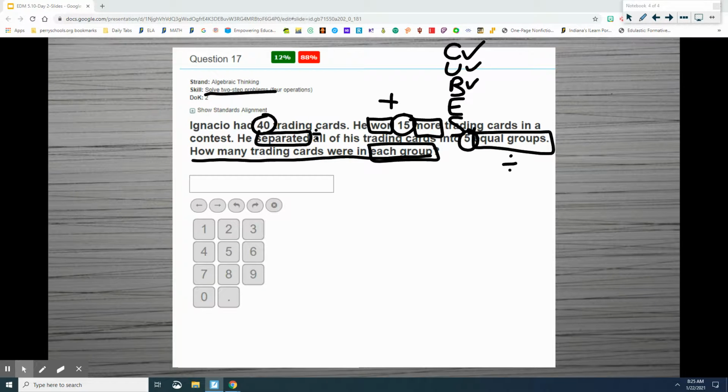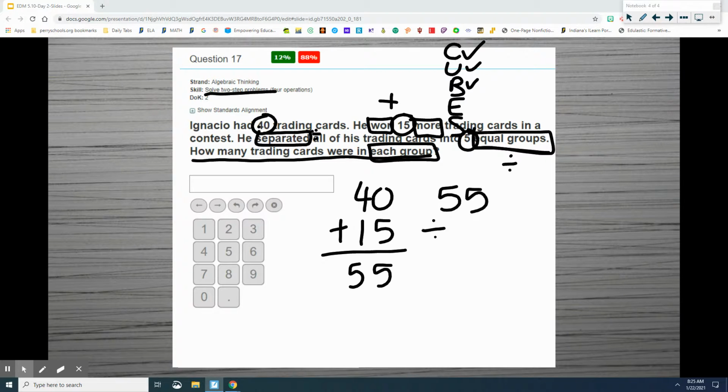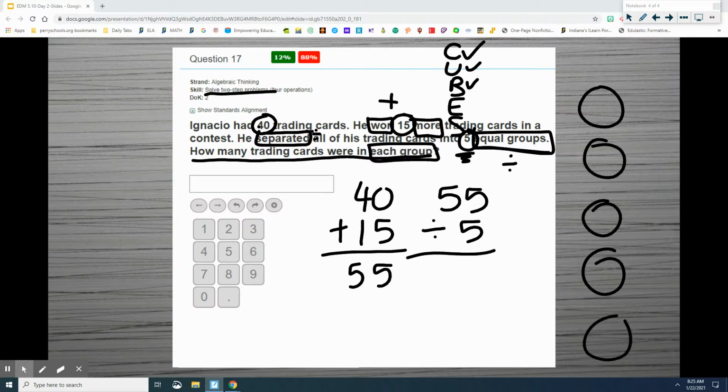That's my question. So when I evaluate it, he has 40 cards and he won 15 more. So we said that we're going to add: 40 plus 15 is 55. Then he separated all of his trading cards into 5 equal groups. Because he's separating them into equal groups, we're going to have to divide: 55 divided by 5. And again, I could draw out my 5 circles, and I could count and put them in each circle until I get to 55. 55 divided by 5 is 11. So there were 11 in each group. My answer is 11.